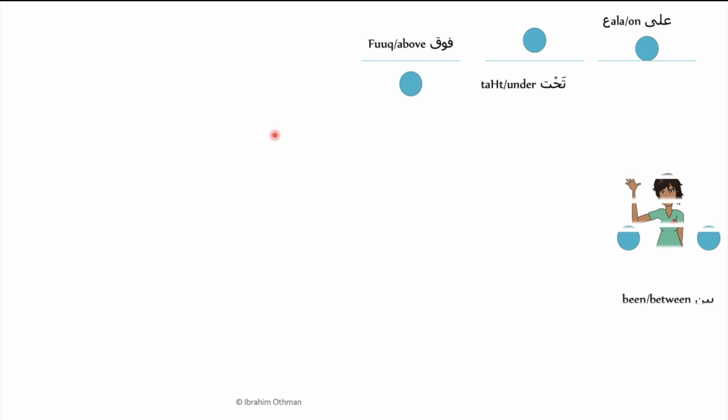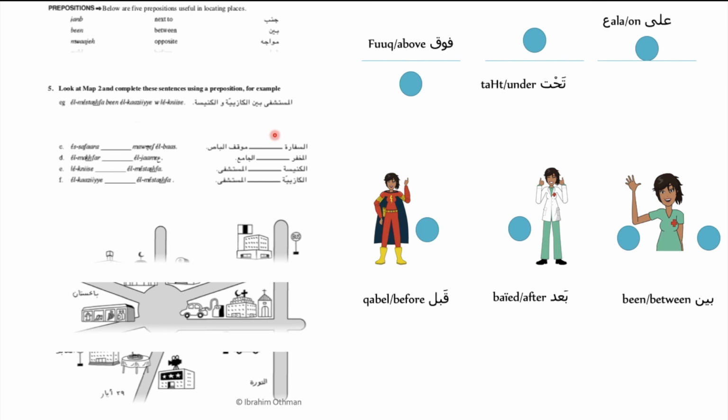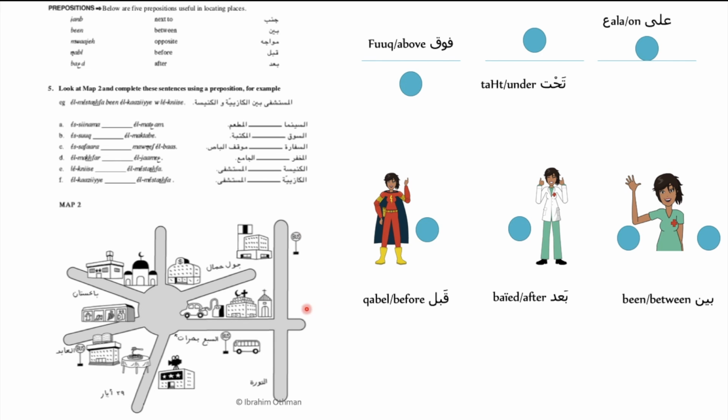على, which means on. على, on. تحت, under. فوق, above. بين, between. بعد, after. قبل, before. So if you have a look at this map, try to familiarize yourself with it.